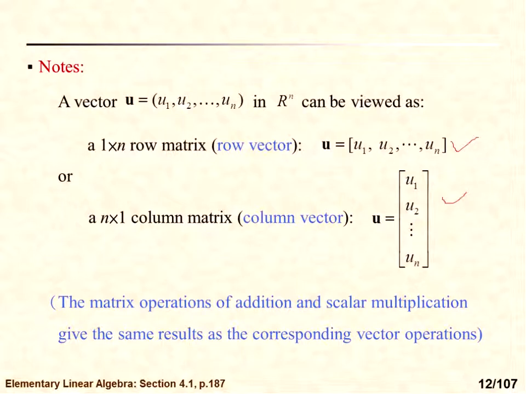So a vector can be in row form or in column form. Any form can happen. A column vector is said to be a column vector, and a row vector is said to be a row vector. So don't be confused about row vectors and column vectors. The matrix operations of addition and scalar multiplication give the same result as the corresponding vector operations.